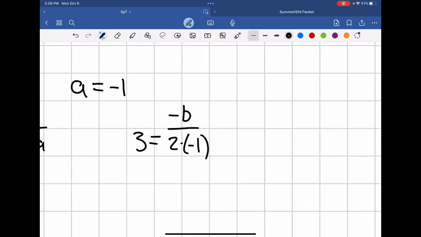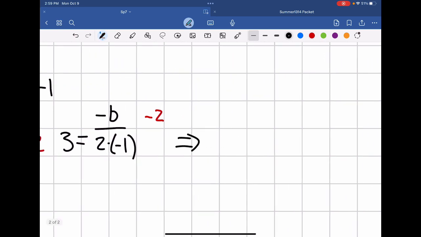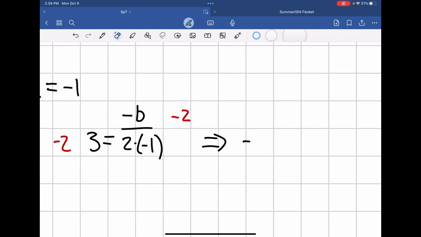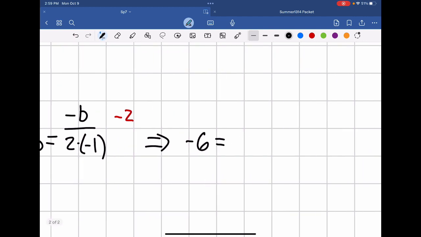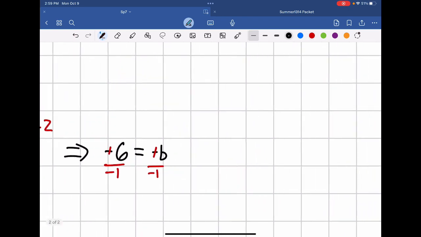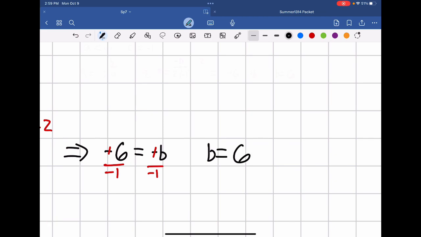Well, if this is on the bottom, we can multiply by 2 times -1, which is -2, on both sides. And we're going to come over here, and it's going to be -2 times 3, which is -6, is equal to, well, these ones are going to cancel out and make 1, is equal to -b. Now we just have our two negatives, so we can divide by -1 on both sides, and then that just means that those negatives are going to go away, right? So our b is equal to 6.